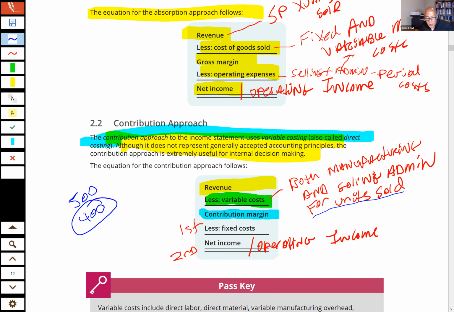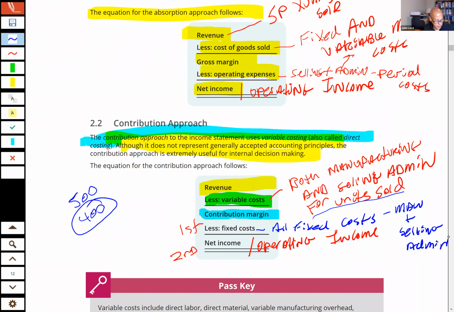Yeah. Okay, then for our fixed cost, that is going to be all fixed costs, manufacturing and selling and admin. That is all fixed costs for the period, maybe that's what you're asking. All fixed costs incurred for that period are automatically subtracted off in the calculation of the net income or operating income.